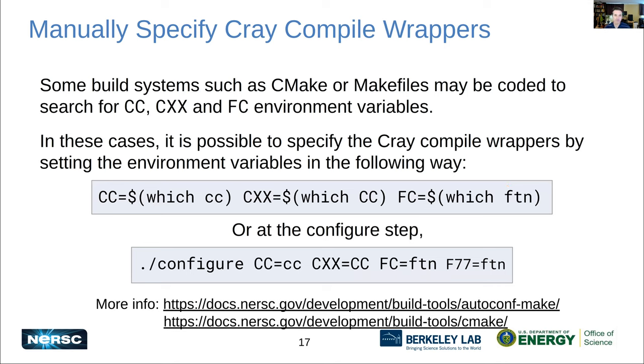Furthermore, about compiling, if you're dealing with a make system such as CMake, or you're doing the normal sort of configure, make install, you may have to make some adjustments to use the compiler flags. This is the line I have here. One way to do this is essentially setting the CC environment variable to the CC that's provided by the Cray programming environment and so on. Or if you're doing this with a configure step, it would look like this.